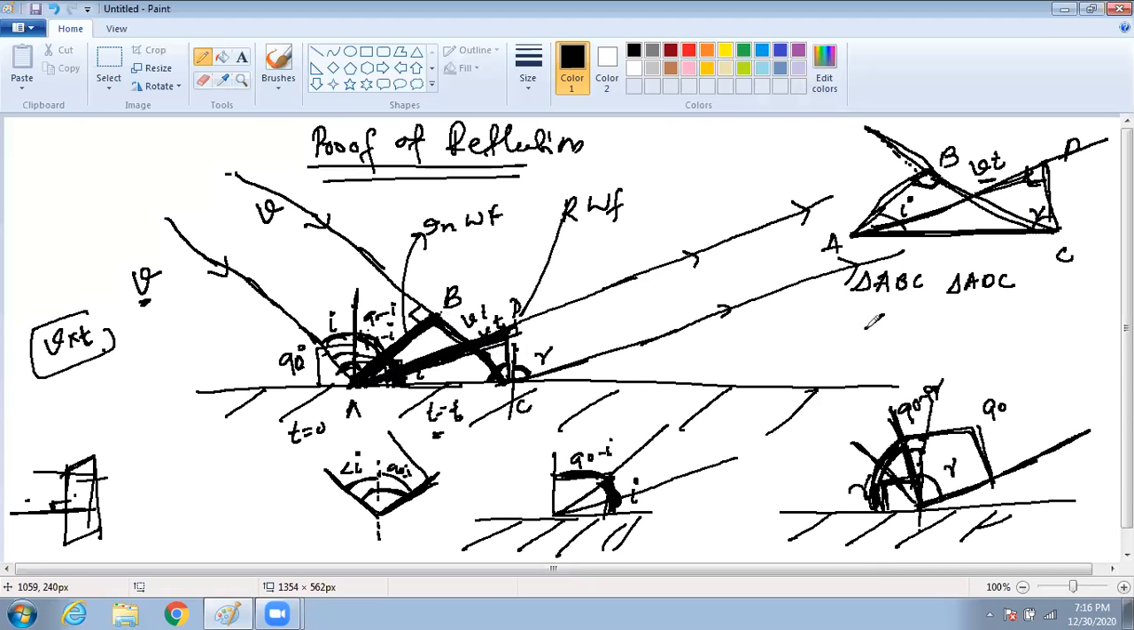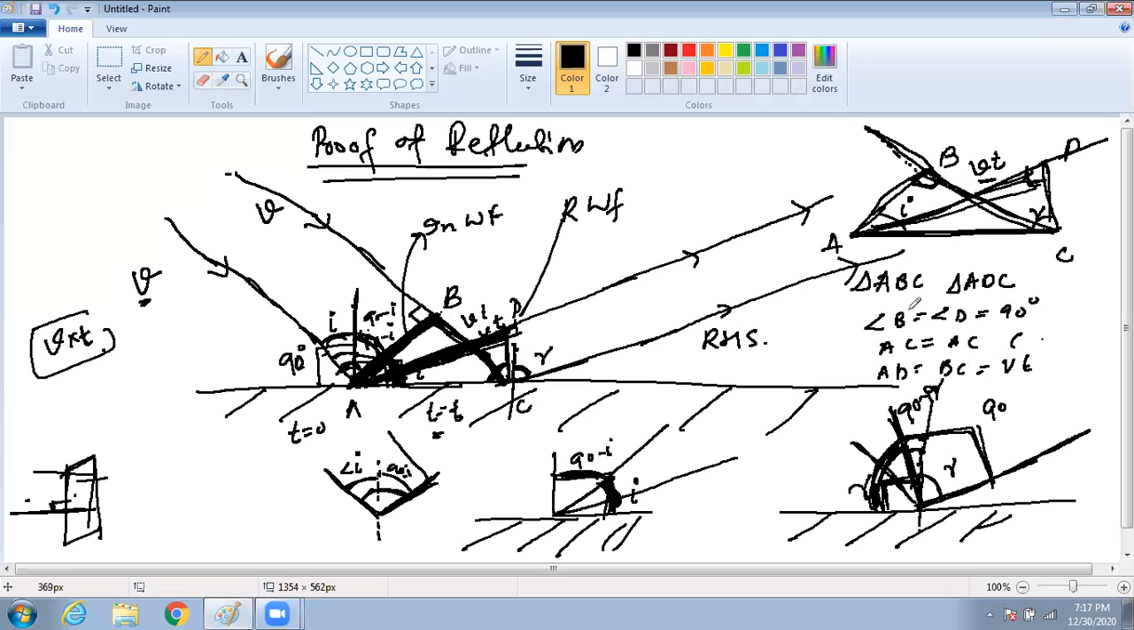Now, first, angle B is equal to angle D, which is 90 degree. AC equal to AC, the common side, and AD is equal to BC. AD equal to BC is equal to Vt. Clear? So now, by what condition is it congruent? By RHS, right angle hypotenuse side. Clear? So both triangles are congruent.